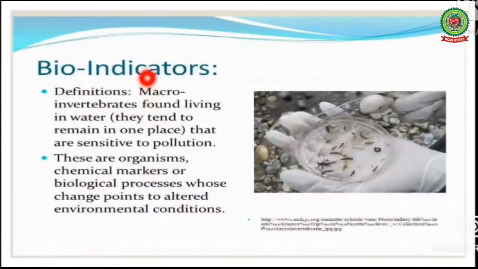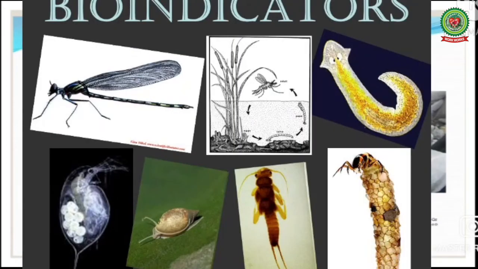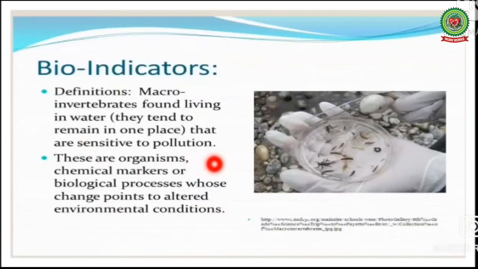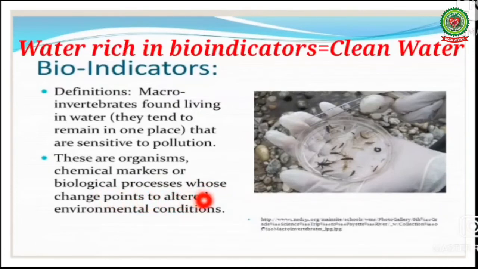Next is bioindicators. Students, macroinvertebrates found living in water are sensitive to pollution. These are the organisms or chemical markers or biological processes whose change points to altered environmental conditions.